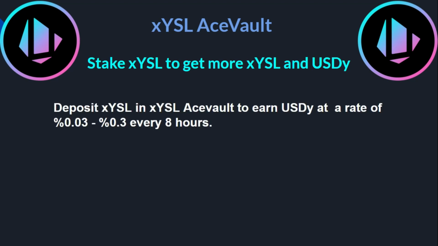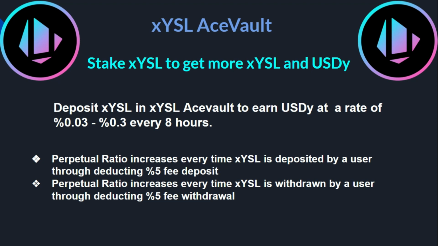This reward token, you can now burn to participate in Xenify token. Deposit xYSL in xYSL Ace Vault to earn USDy at a rate of 0.03 or 0.3% every 8 hours. 0.03 as a minimum or 0.3 as a maximum. The perpetual ratio increases every time xYSL is deposited by a user through deducting a 5% deposit fee. Also, the perpetual ratio increases every time xYSL is withdrawn by a user through deducting a 5% withdrawal fee.